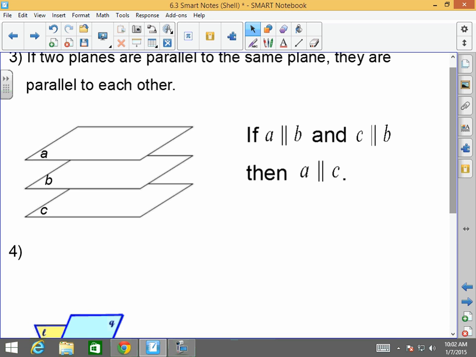There's no real symbol for marking parallel planes. It'd have to be given to you. It'd have to be a statement.